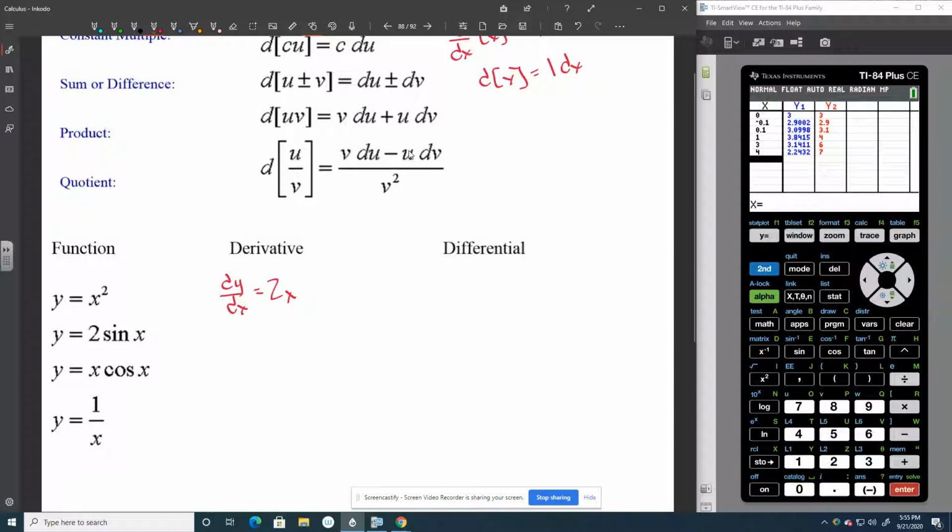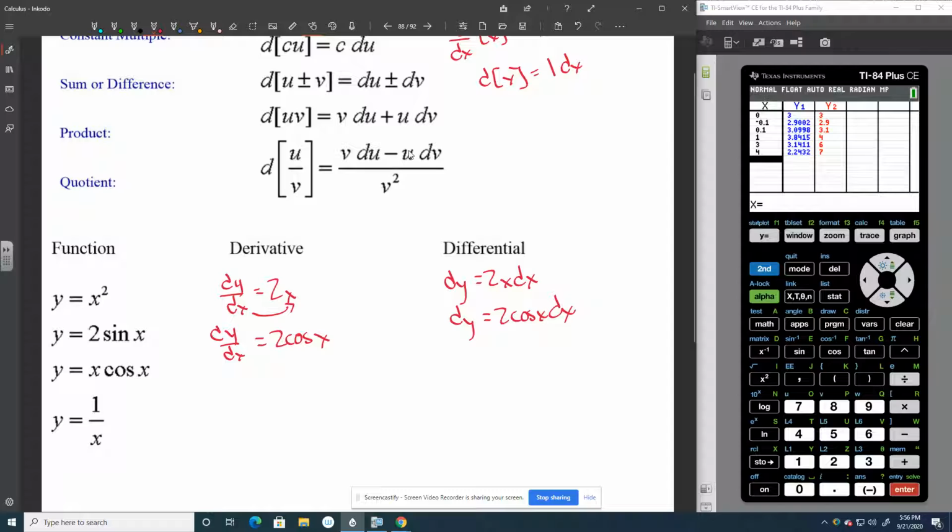Well, when we write it as a differential, a lot of times we just multiply that dx to the other side. So we would say dy is equal to 2x dx. We just multiply that dx to the other side. Same thing here. y equals 2 sine of x is just dy dx equals 2 cosine of x. But if we were writing it in differential form, we would say dy equals 2 cosine x dx. We would put the dx on the other side.